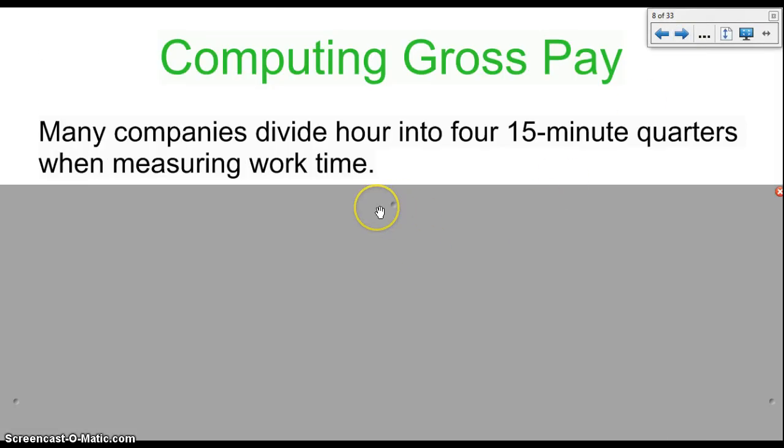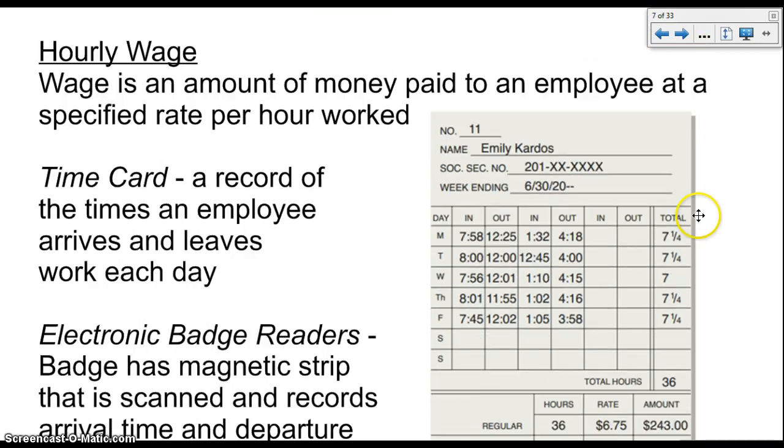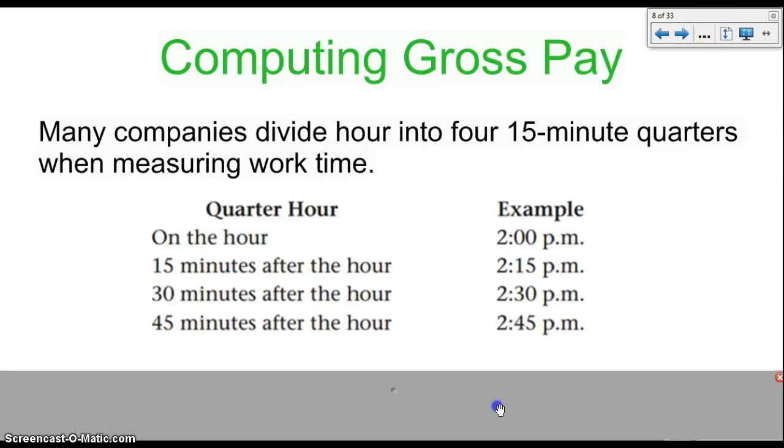Many companies divide hours into 15-minute quarters. If I go back here a second, you'll see on this time card, Monday here, she worked 7.25 hours. And what does that quarter mean? Sometimes you're going to work, you don't work a full hour, but they want to pay you for some of that hour that you've worked.